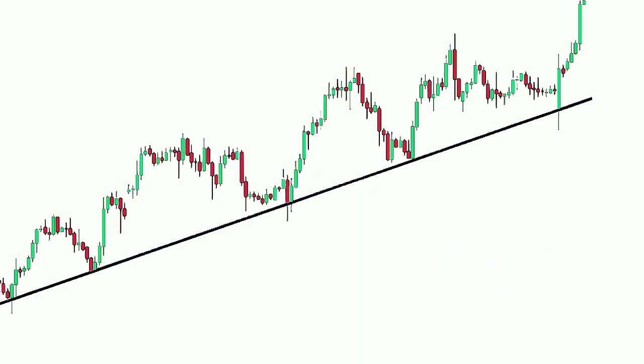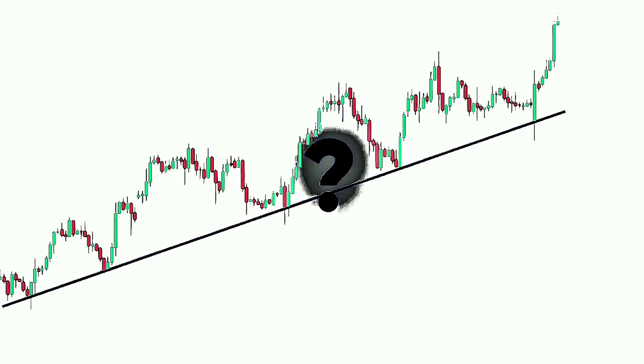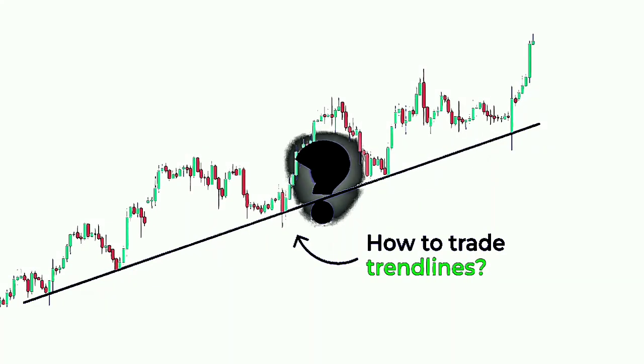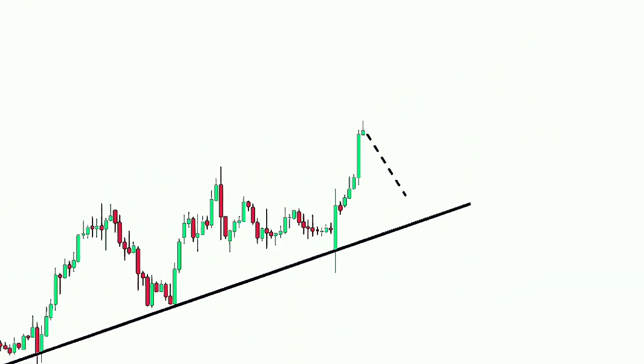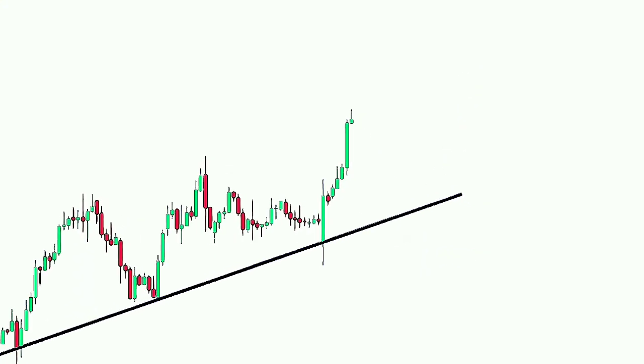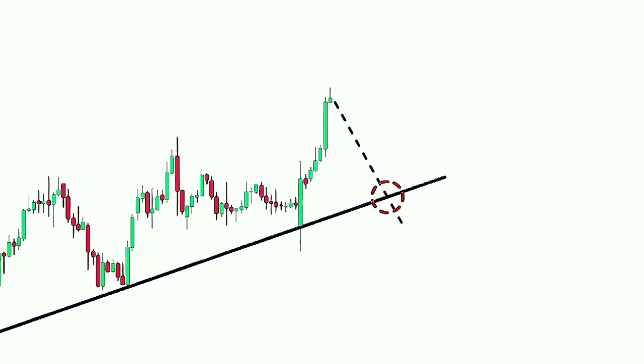Now, even if we've figured out how to draw them, the next big question is, how do we actually trade them? Should we wait for the price to touch the trend line and enter buy, anticipating a bounce? Or should we wait for the price to break the trend line, anticipating a trend reversal to short it? The truth is, I've tried all of these approaches.